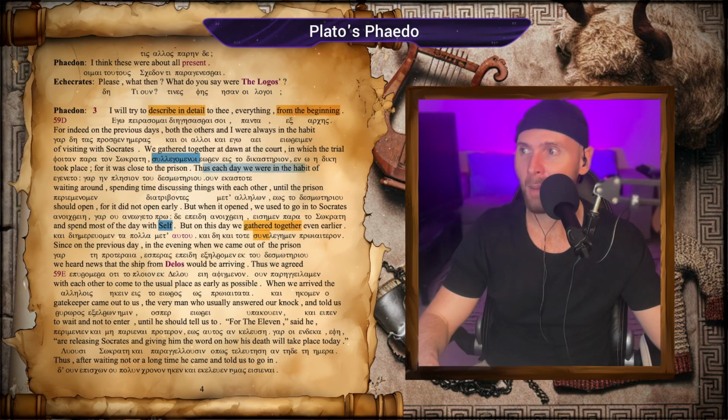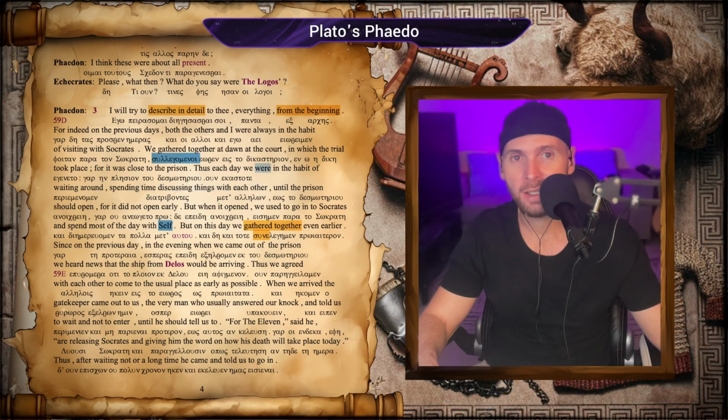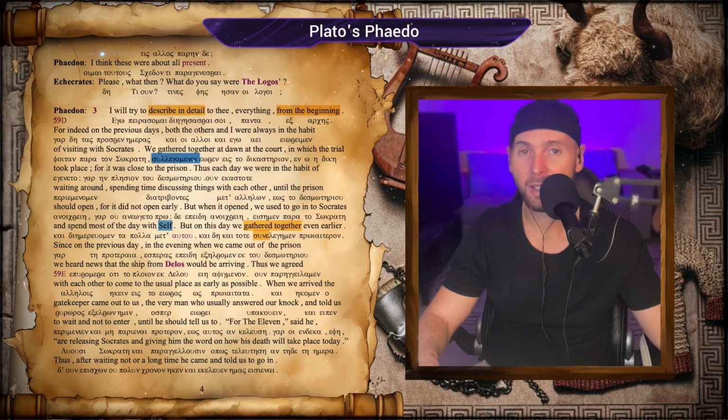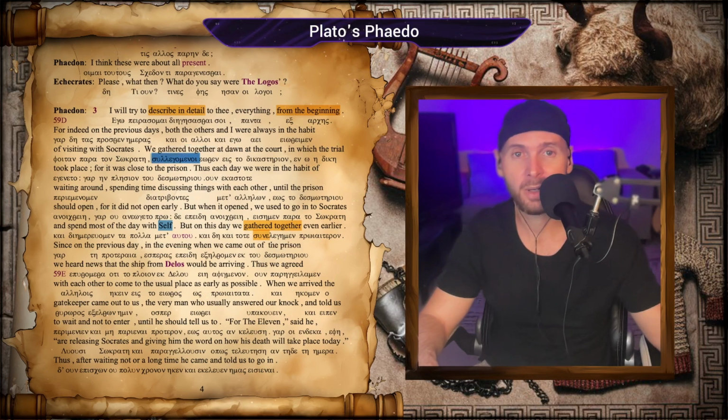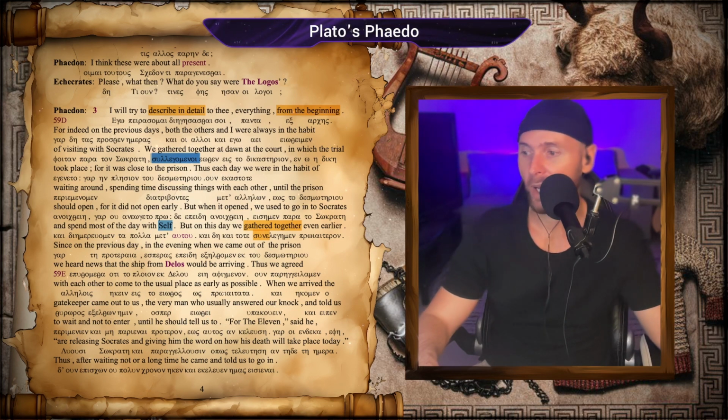Each day we were in the habit of waiting around, spending time discussing things with each other. Each day, returning to the same place. To what? Gather together. This word is repeated through the beginning. Gathering ourselves together. We have to collect ourselves together in the dialectic, by the way.